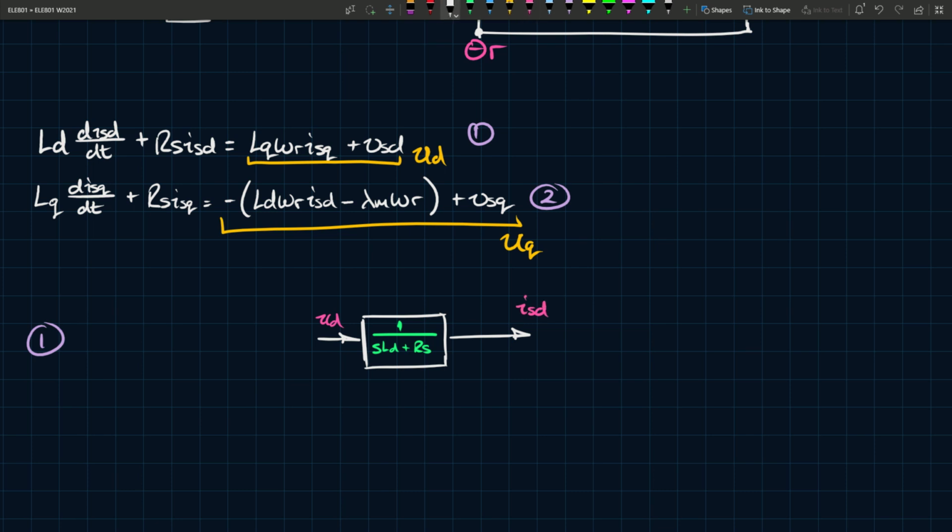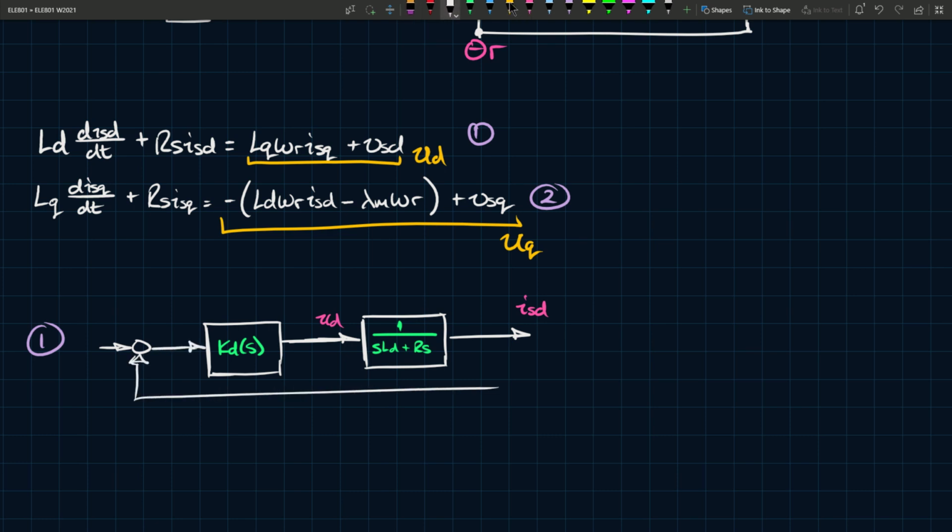And UD is going to come from a control function, some type of compensator or controller, depending on the textbook you use. They might be referred to in different ways. And so we can call this some compensator KD of S. And here you'll have your comparison between the feedback and the reference. And so your signal gets fed back there. Negative feedback, so there's a minus sign there.